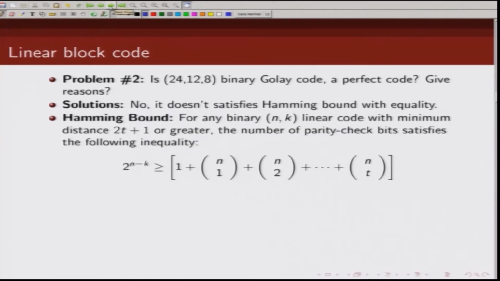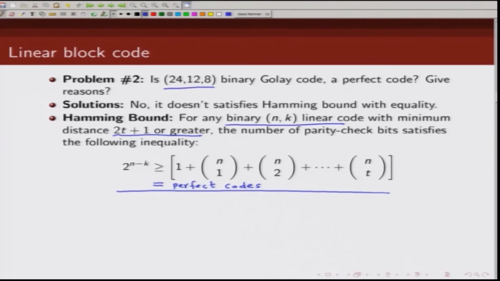So, what does the Hamming bound say? If you have a binary (n, k) code whose minimum distance is 2t or greater, then the number of parity check bits must satisfy this constraint, and codes that satisfy this inequality with equality are known as perfect codes. So, we will have to check whether this (24, 12, 8) Golay code satisfies this Hamming bound with equality. So, the minimum distance is 8.